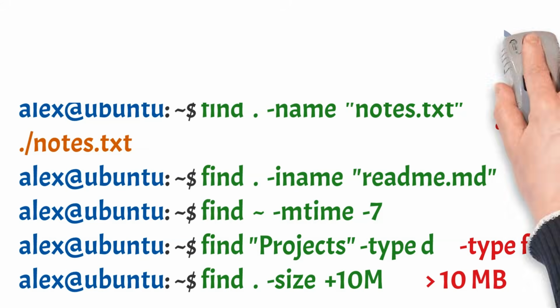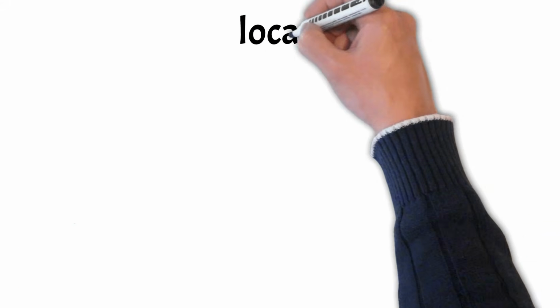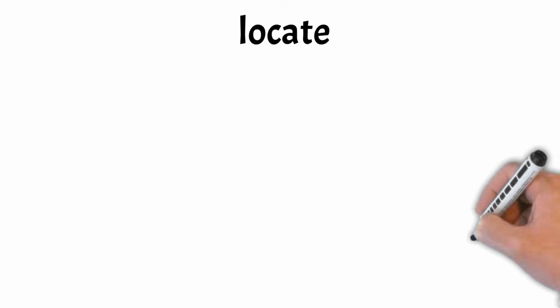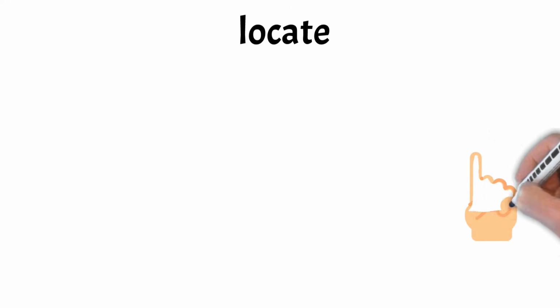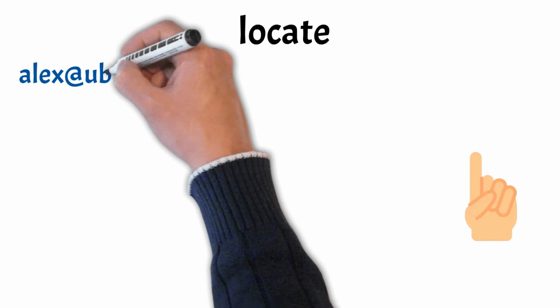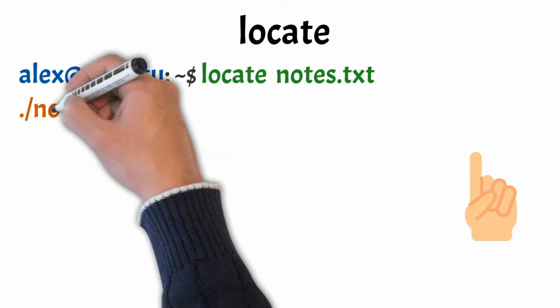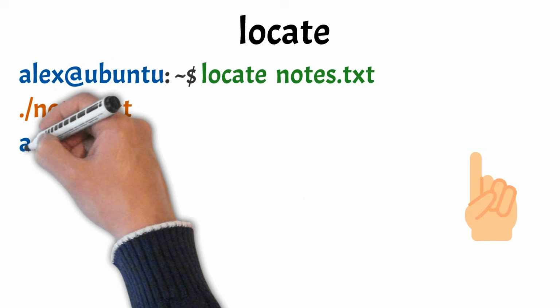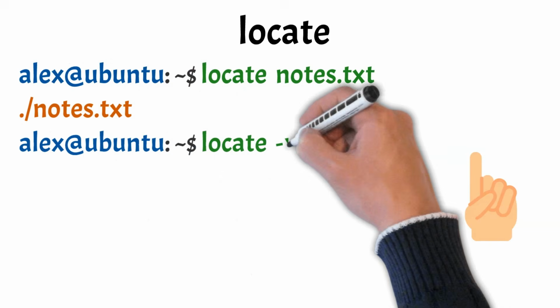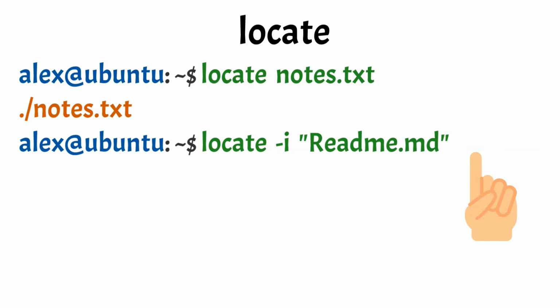Now let's discuss a similar command, locate. Unlike find, the locate command uses a pre-built index to search your system, which makes it incredibly fast. You can search for files just by name, like locate notes.txt, and it instantly returns matching paths. To ignore capitalization, add -i, as in locate -i readme.md.